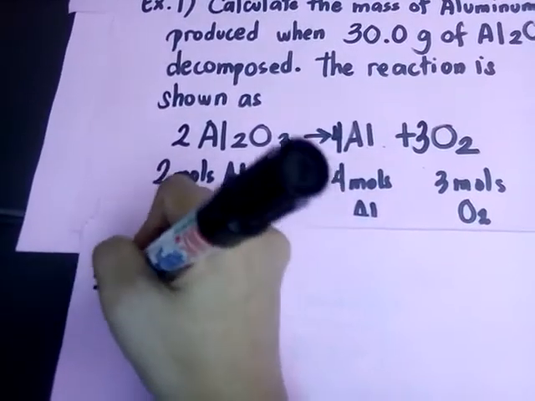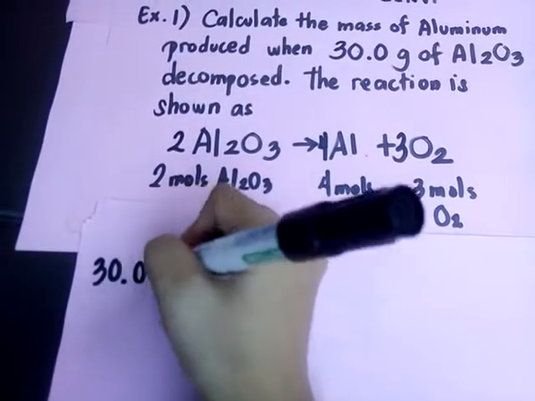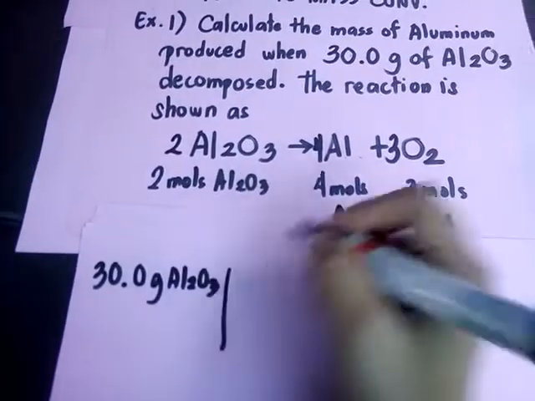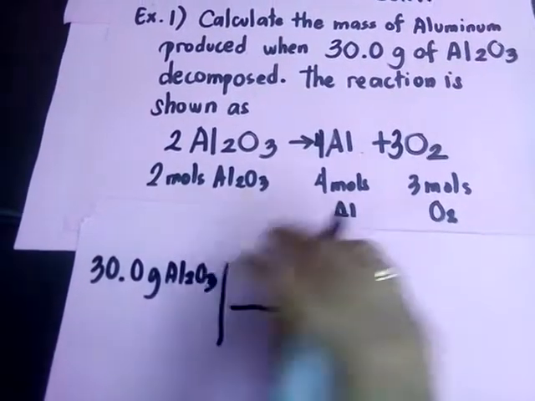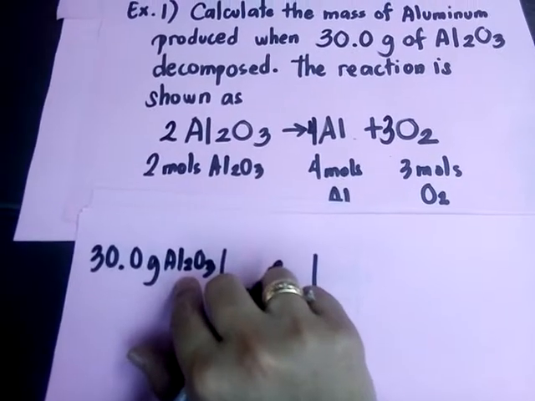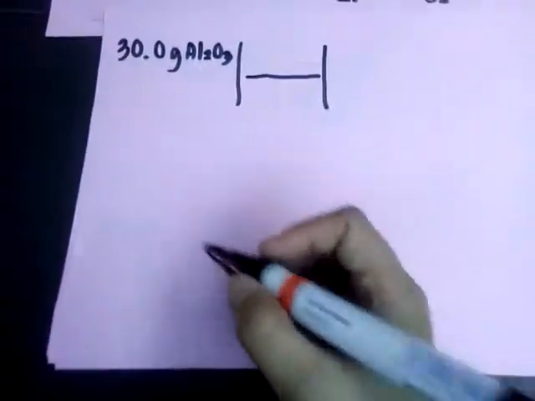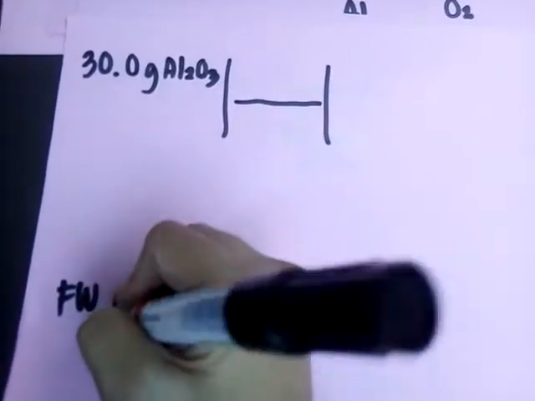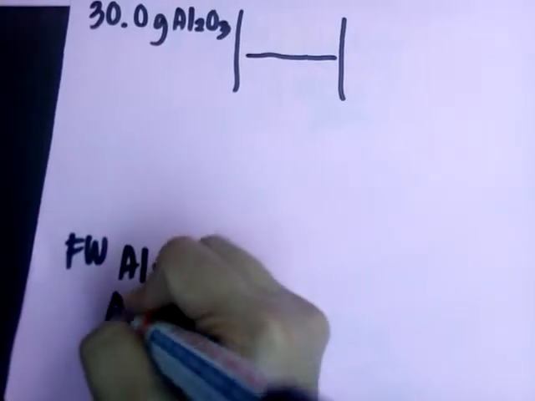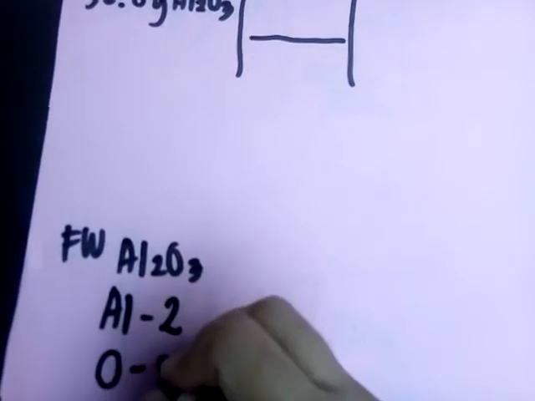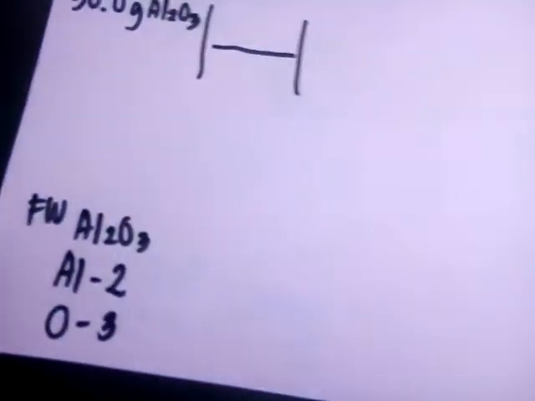So again, we start with the given 30 grams of Al2O3. Now, we cannot use our mole ratio because our unit is still in grams. So, what do we need? Yes, we need the formula weight. So, let's get the formula weight or the molar mass of Al2O3. Alright? So, let's account. For aluminum, we have 2 atoms. For oxygen, we have 3 atoms in Al2O3.